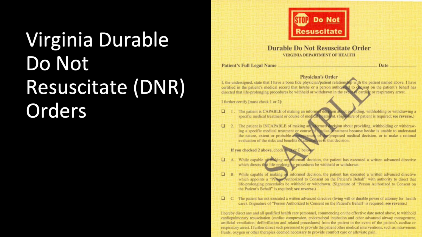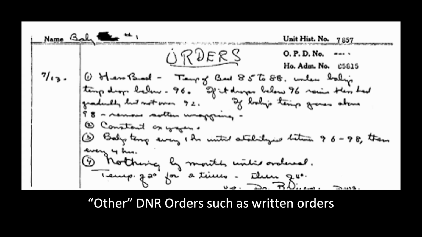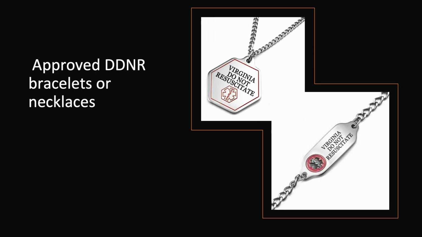You may also have them as a transfer order. This is specifically going to be if I'm going from a facility to a facility. So if you pick up a patient at a nursing home and you're taking them to like Danville ER, this order that states that the patient does not want to be resuscitated would count. And then these are approved DDNR bracelets or necklaces, which means that these track back to an on-file DNR and would count as a valid bracelet or DNR in order to not resuscitate a patient.